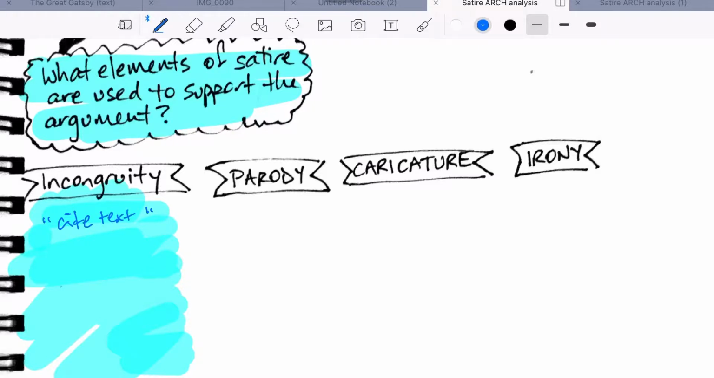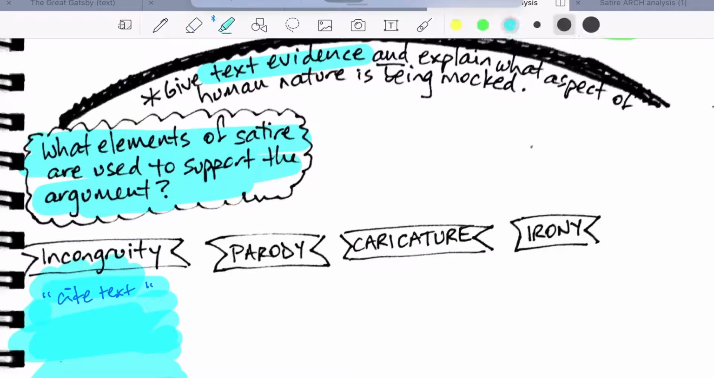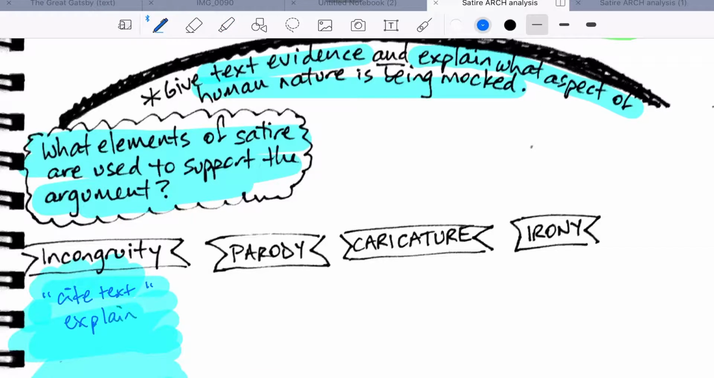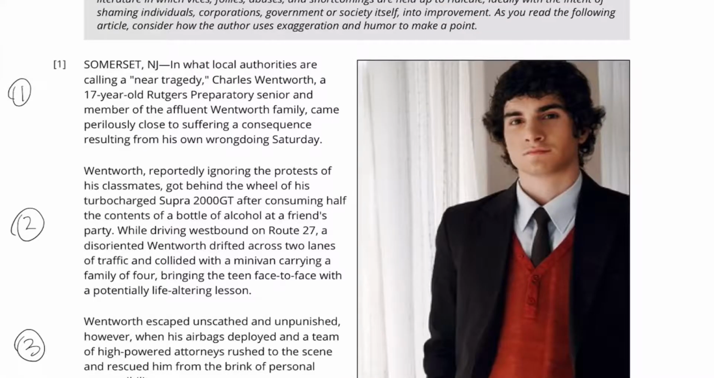And then for number two, just so you're absolutely certain to include this, you need to explain what aspect of human nature is being mocked. So you will put your explanation here. Okay, I'm going to give you very specific examples of this happening. Probably with this wealthy teen, we're going to find elements of caricature. So we're going to keep our eye out for that.